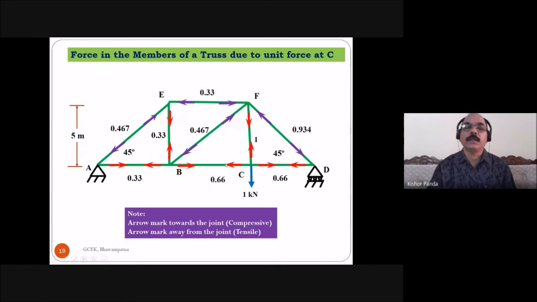These red colors indicate the tensile force. The arrow mark toward the joint is compressive nature and the arrow mark away from the joint is tensile nature. This is away from the joint and this is toward the joint, so this is compressive and this is the tensile force. So these are the forces in the members of a truss due to unit force at C.